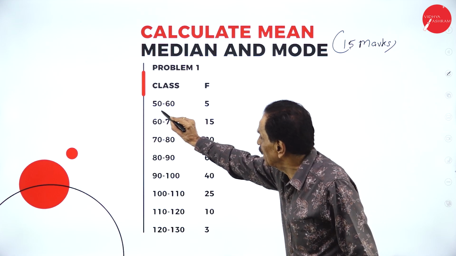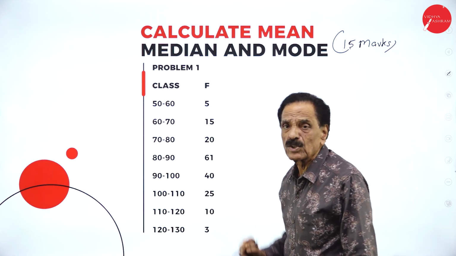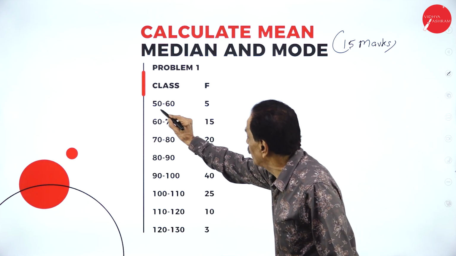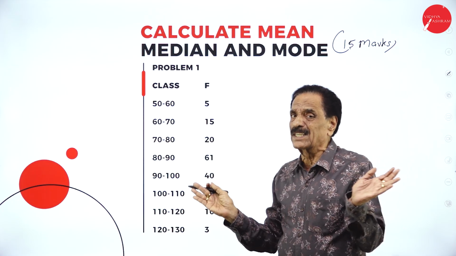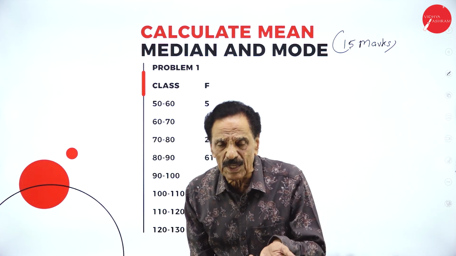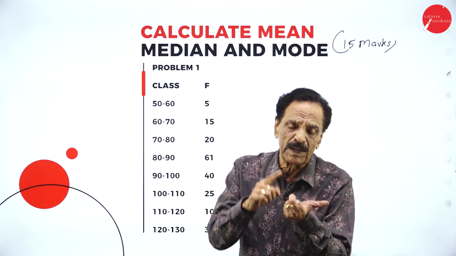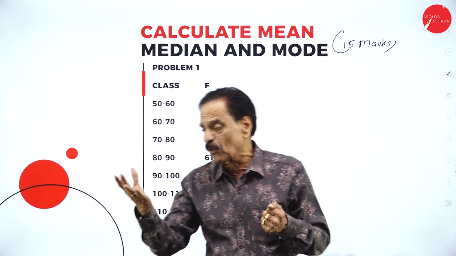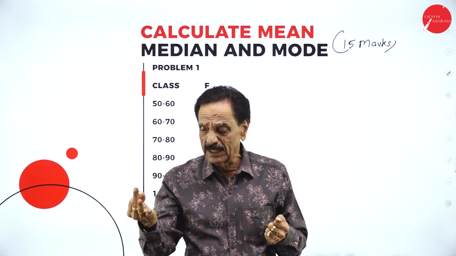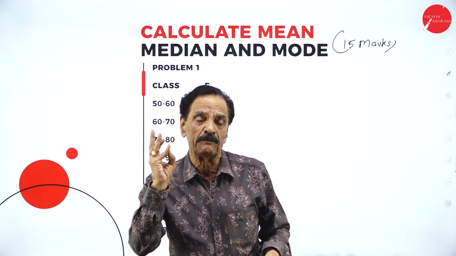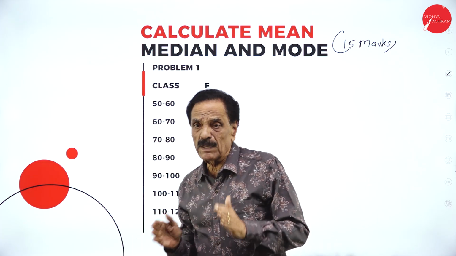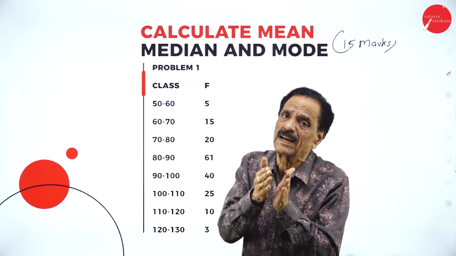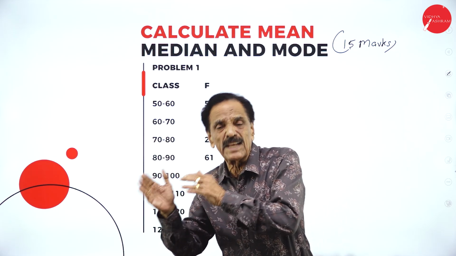So this first one is called lower limit. Second one is called upper limit. This is called L1. This is L2. The difference between them is called class interval. When you say 50 to 60, it is 50, 51, 52, 53, 54, 55, 56, 57, 58, 59 only. 60, so there is a difference of 10. 60 to 70 means it is only up to 69. 60 is there, 69 only.